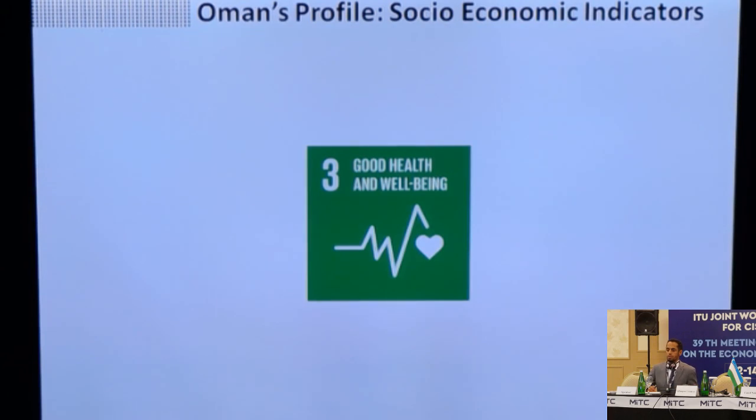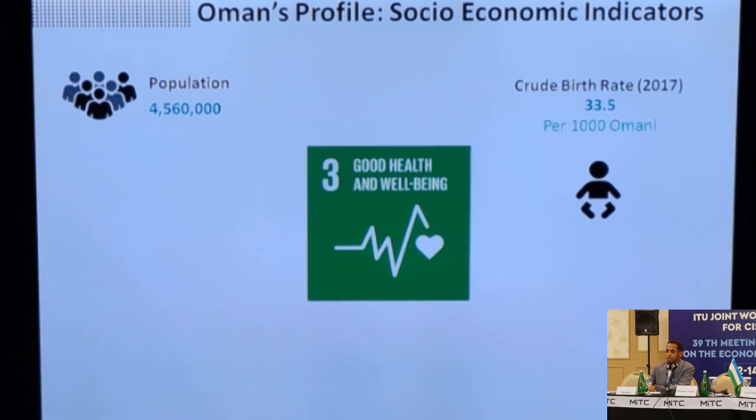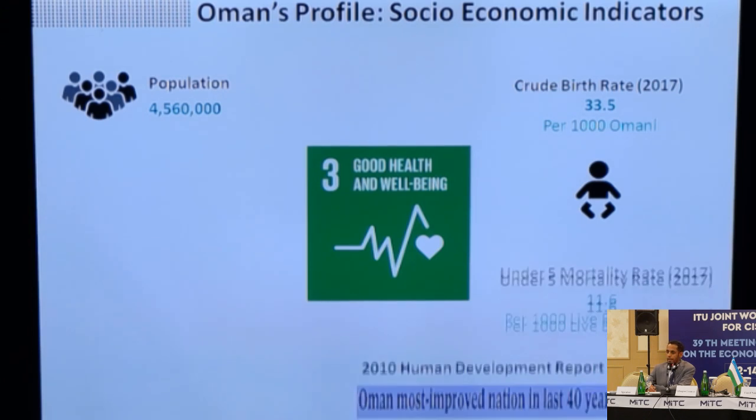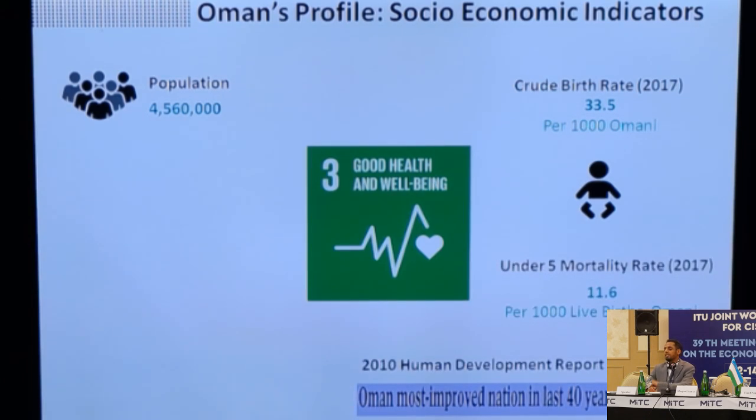It's nice to talk about socio-economic indicators in Oman. Oman's total population is about 4.5 million. The crude birth rate is 33.5 per thousand Omanis. And the under-5 mortality rate is equal to 11.6 per thousand live births.